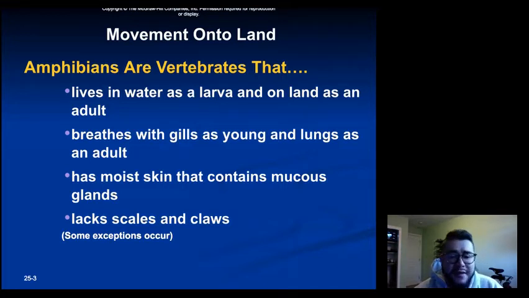they live on land. They breathe through gills as young, but have fully developed lungs as adults. They also have this moist skin that contains mucus glands that protect it and allow it to absorb oxygen through its skin. And they generally lack scales and claws. There are some exceptions, but most lack scales and claws.